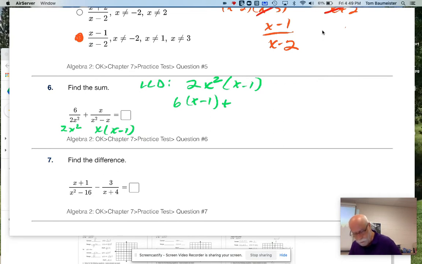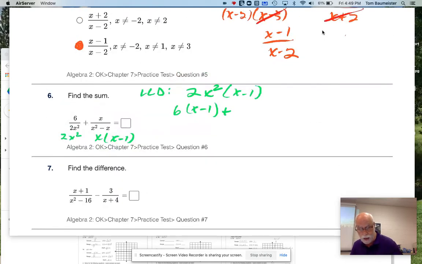On the second one, what's missing? I have an x. I don't have an x squared, so I'm going to have an x. And I'm going to have a 2, because there's no 2 on here either. All right? So I just told you I'm going to have what? A 2 and an x. And I already have that other x there. And now I can write it all over our common denominator, which is 2x squared times x minus 1.